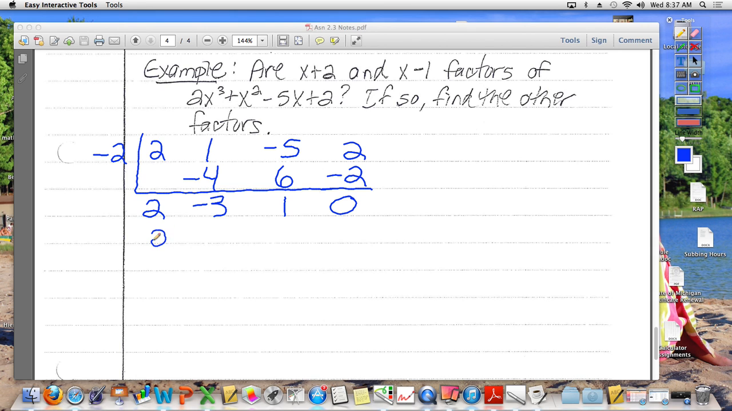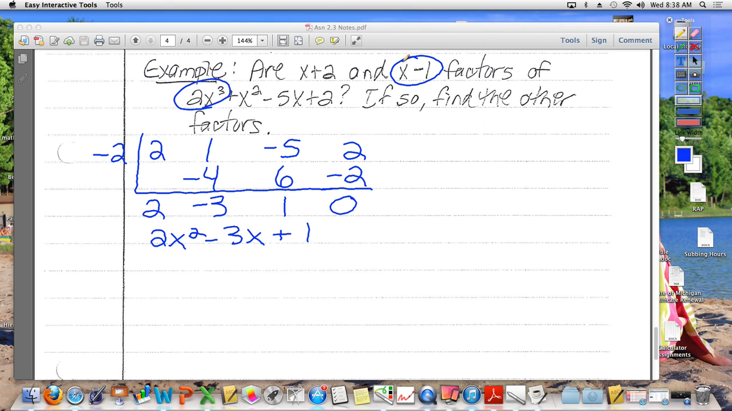This quotient right here leaves me with 2x to what power? Squared. We started with a 2x cubed, which means here we have a 2x squared minus 3x plus 1. Now, that means another factor of this polynomial is going to be 2x squared minus 3x plus 1. But remember, the question was to figure out whether or not x minus 1 was a factor also.